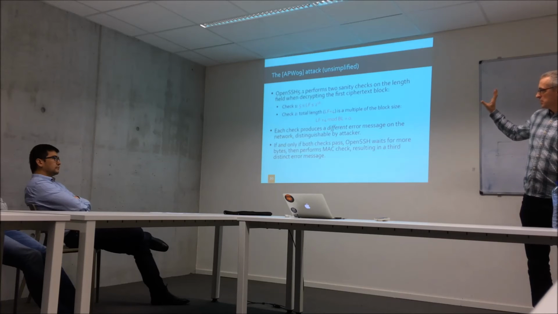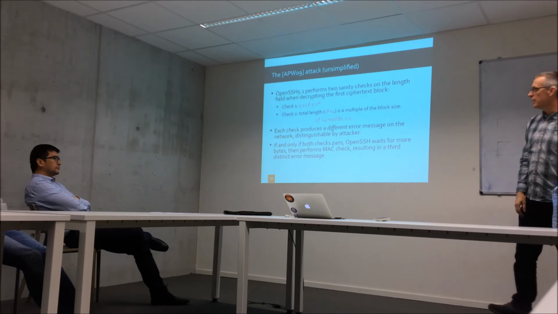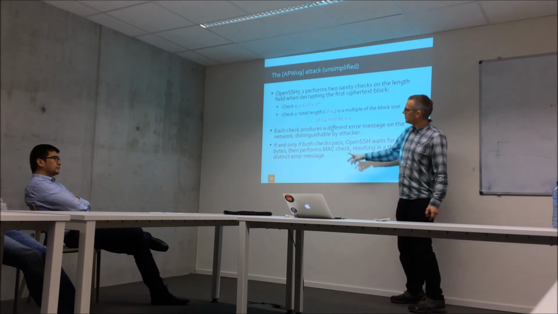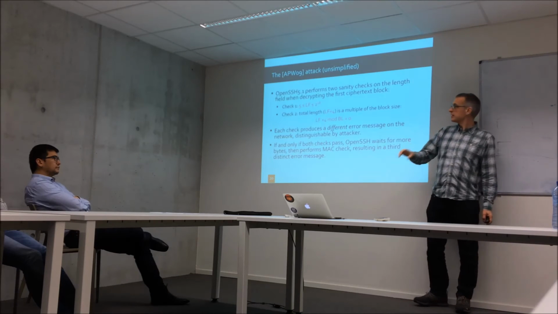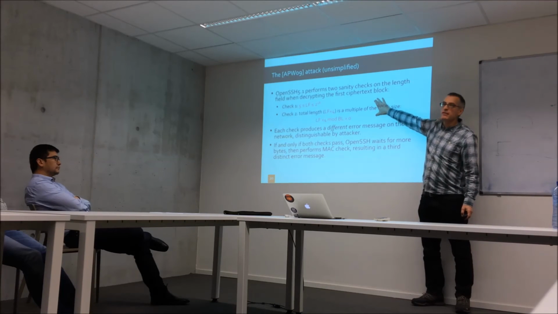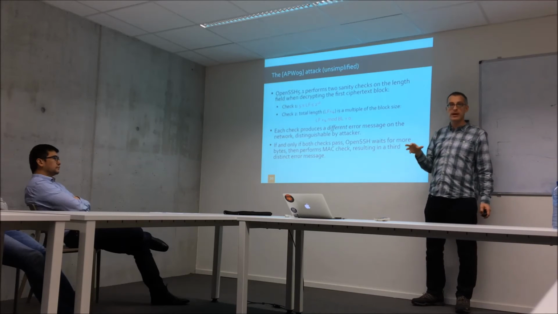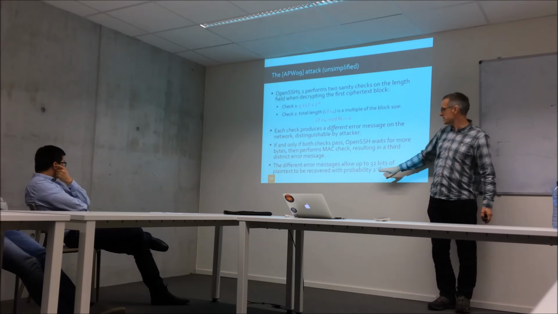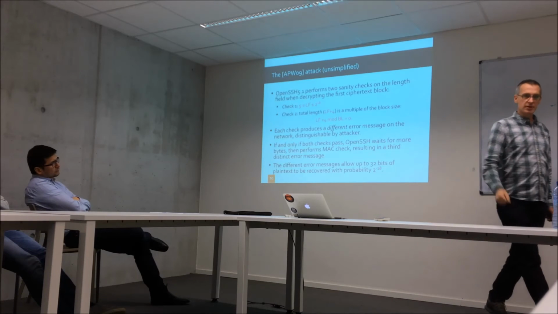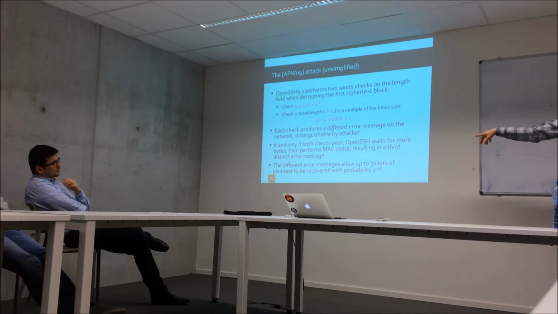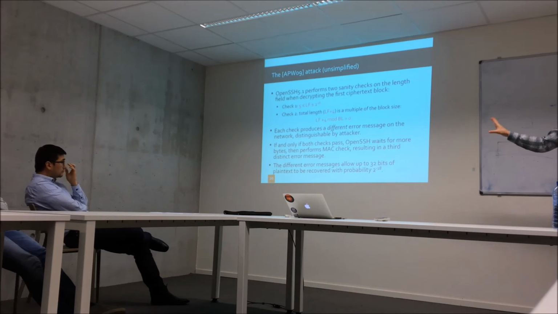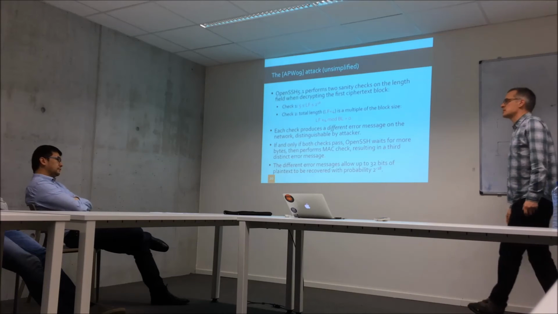Okay, so you can break it all which ways. The problem is, as an attacker, when you inject your block at the beginning, these length checks might fail or they might pass. You only learn all 32 bits if they both pass. So you end up with an attack that recovers 32 bits of plaintext with probability only 2 to the minus 18. Okay, so the attack isn't quite as powerful as I suggested it was.